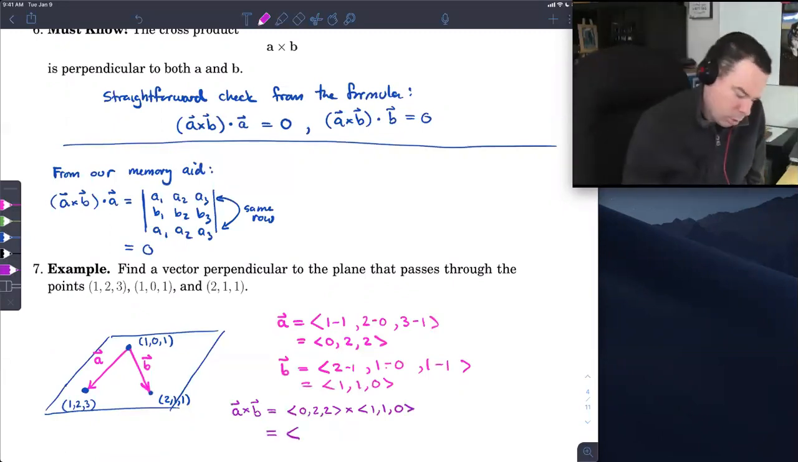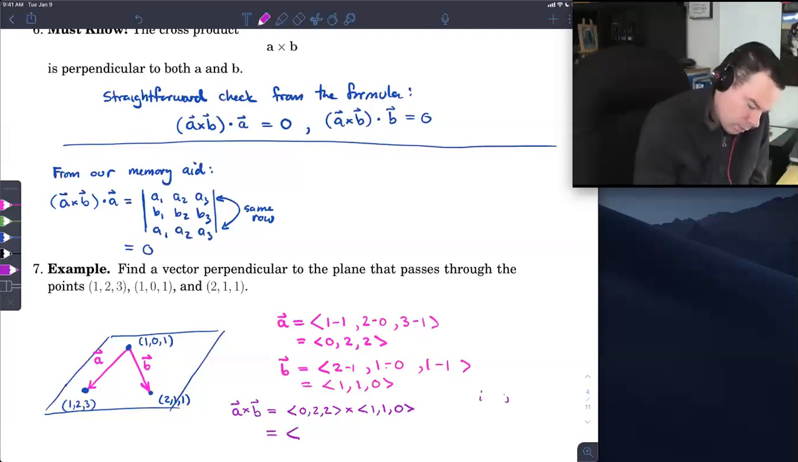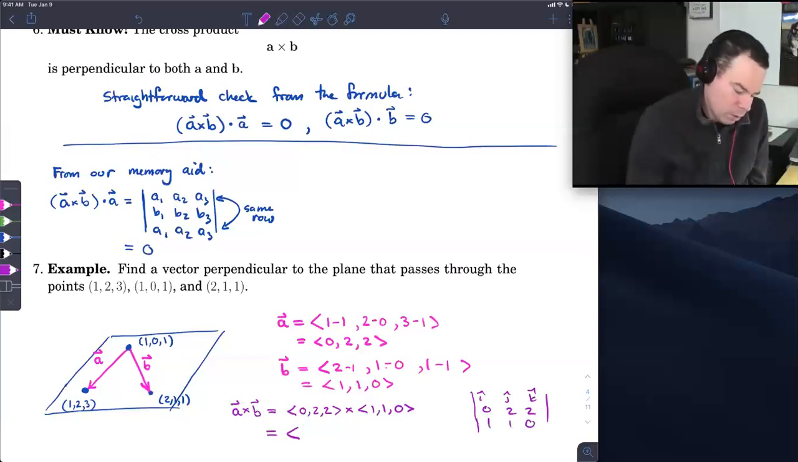And what's our cross product going to be? We can use our memory device to help us set up these products. So that's 0, 2, 2, 1, 1, 0. So our first product is going to be 2 times 0 minus 2 times 1. So that's going to be minus 2.